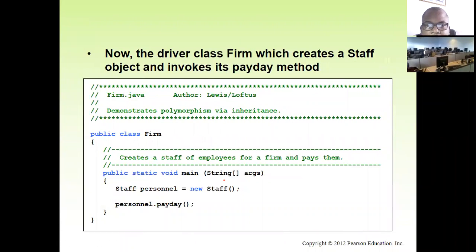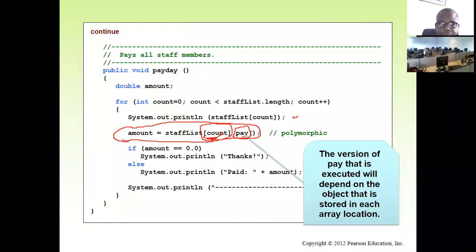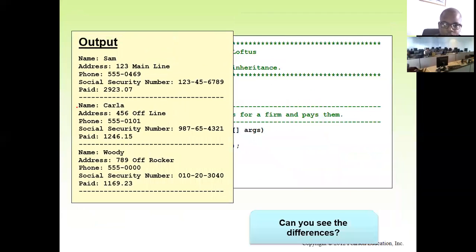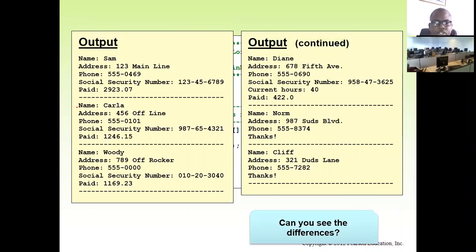All right, now the driver class Firm, which creates a staff object, invokes payday. And all we are doing here is creating a new staff here. And then we run personnel.payday, which is basically just invoking the payday method, which we created here. And that was just there to show you what would have happened. So you realize that, for example, the volunteer gets a thanks, while everybody else is paid a value. That is the clearest indication that our program works, right?